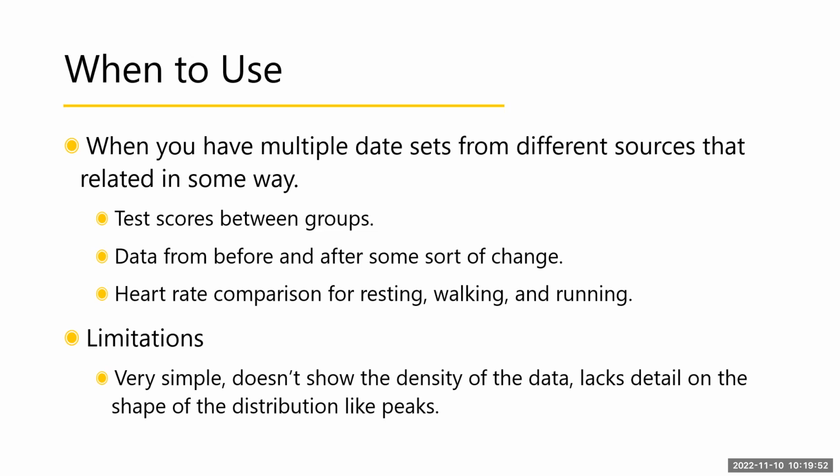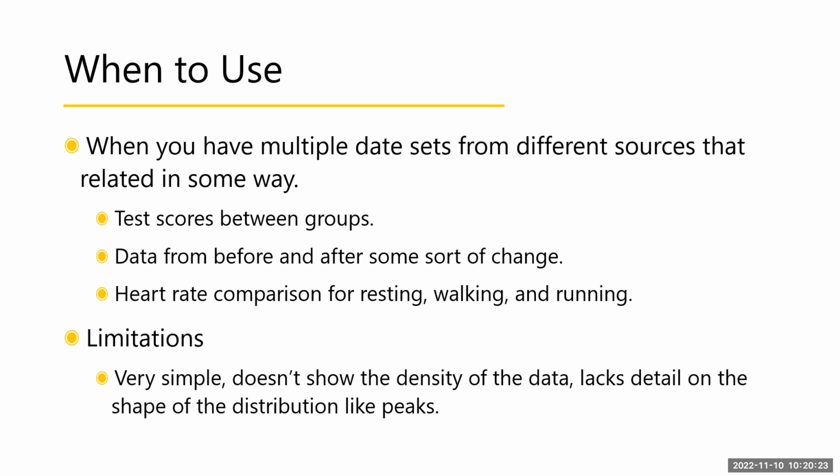This box plot is just a really basic overview of the data, and it gives you clues whether or not you want to look harder at something, because we've got some limitations here. And these limitations are very simple. They don't show the density of the data. They lack detail on the shape and the distribution. Like if you have a big old peak in something that might be interesting or significant to you in your research, then this is not going to show that.